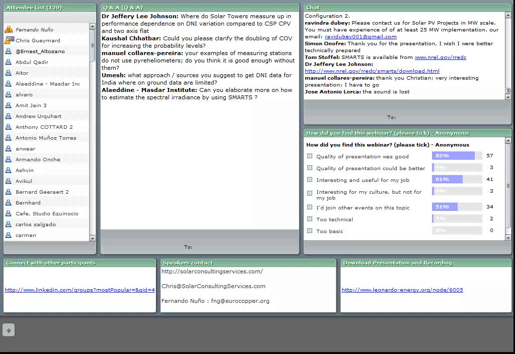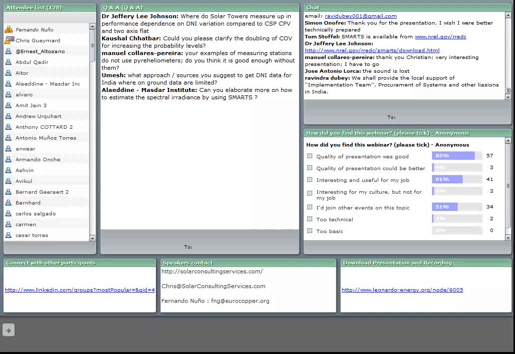Or a two-axis tracking surface, and that will be from 280 nanometers to 4,000 nanometers. So all the shortwave spectrum will be covered, and the spectral resolution varies from 0.5 nanometer in the UV to 5 nanometers in the infrared.